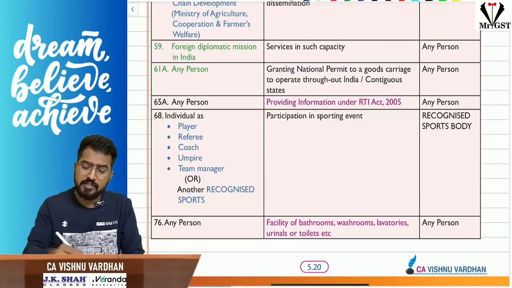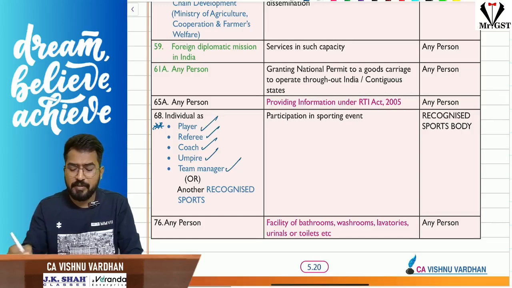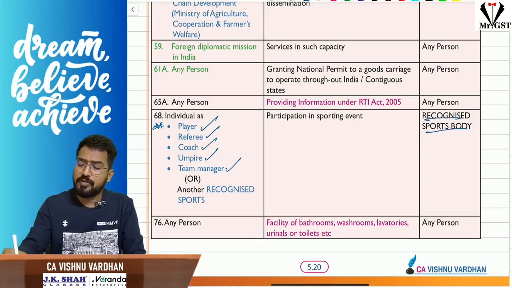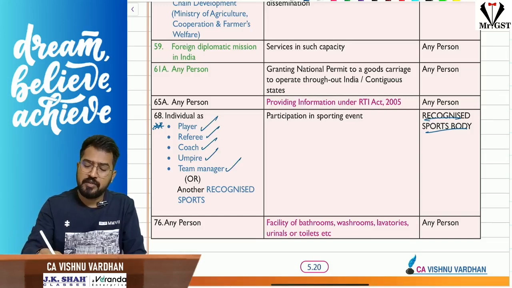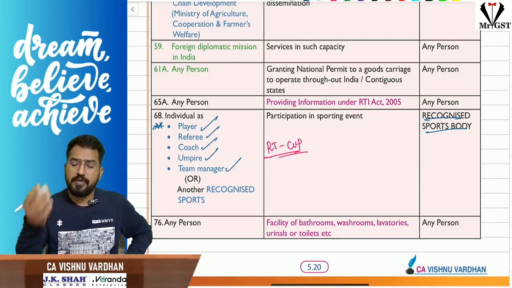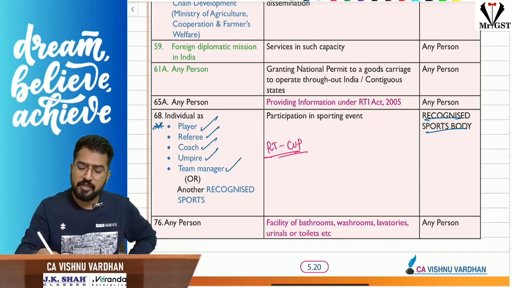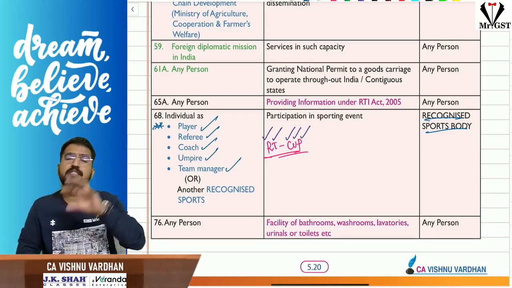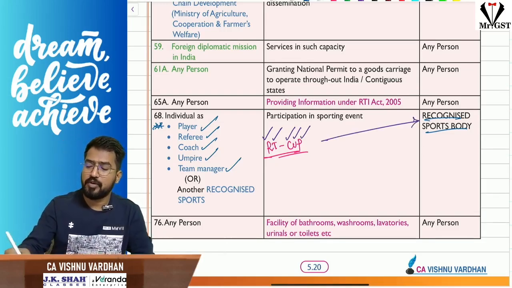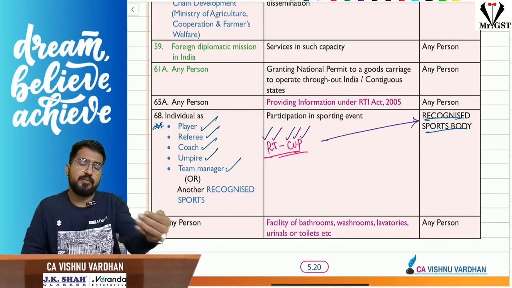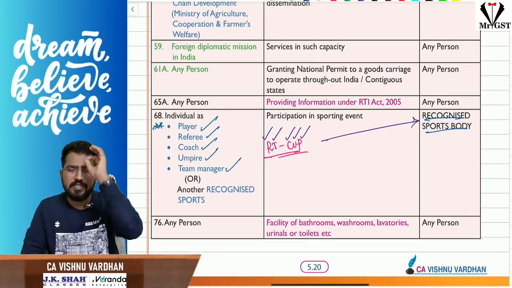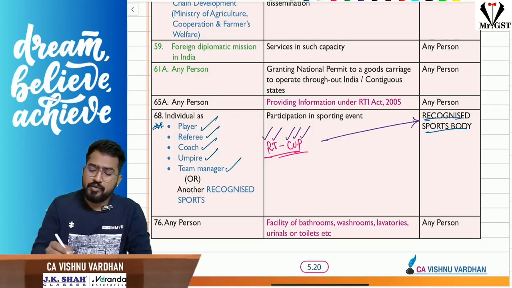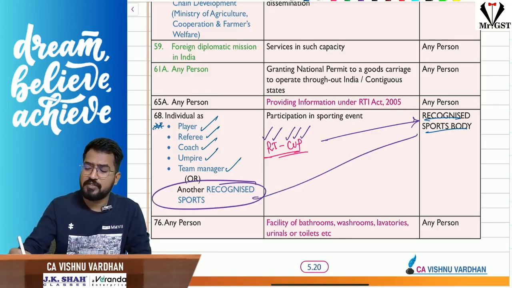So you just remember this one. Any person providing services as a player, coach, umpire, referee, team manager to a recognized sporting body. See, remember the code for this is "retweet the cup", the cup you have won from the sporting event. Retweet the cup means you are acting as a referee, team manager, coach, umpire, or a player. These services, if you provide to a recognized sporting body, then it is exempt. But if you are a commentator, a pitch curator, or anything else, that is taxable.